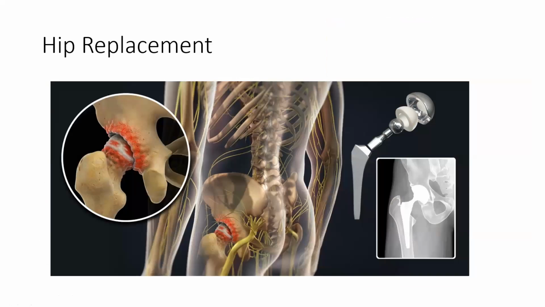Hip replacements, pretty straightforward also. The typical hip fractures occur right here at the neck of the femur, usually from osteoporosis wearing away the bone underneath. And the treatment is to remove a portion of the head of the femur, maybe down into the shaft, and also replace the acetabulum with an artificial socket, something like this.